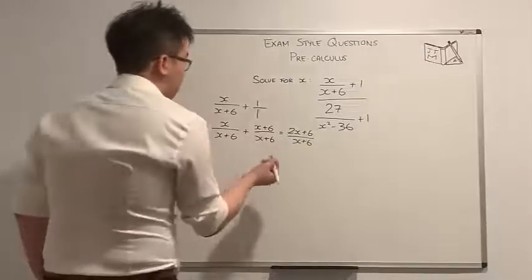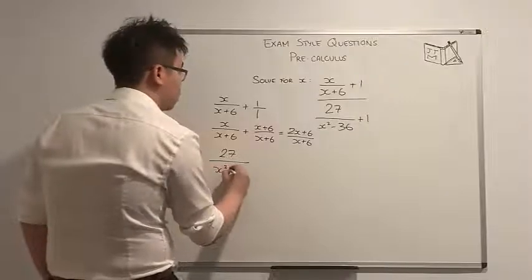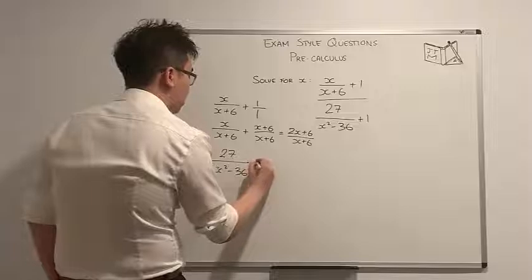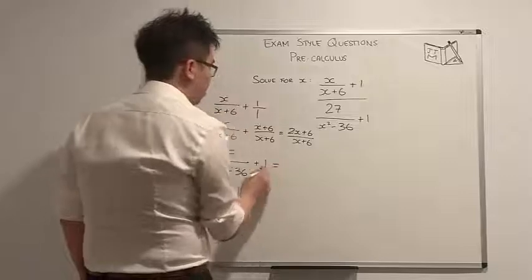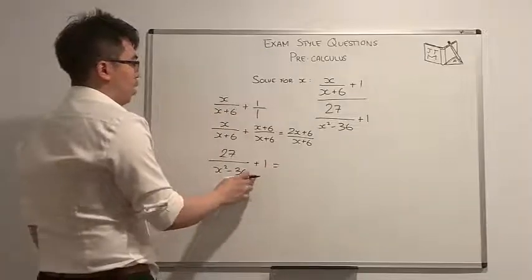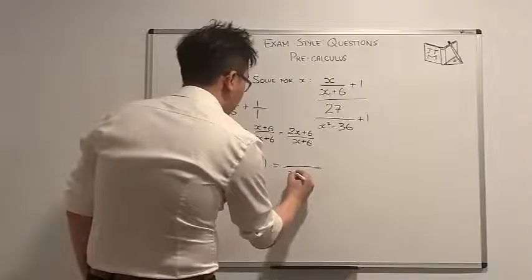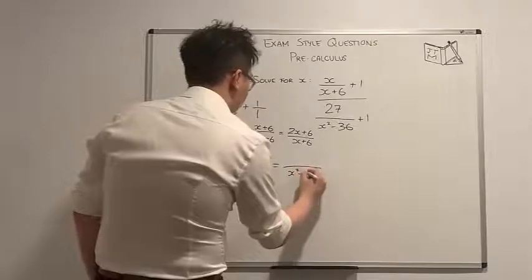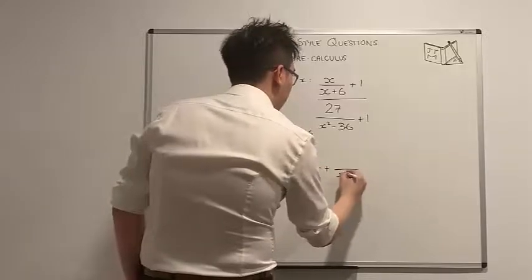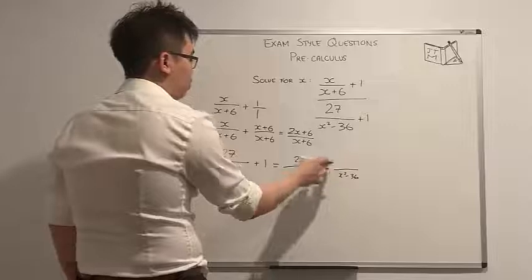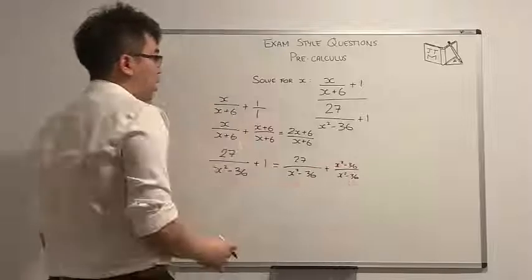Now we're going to work with the bottom side. So let's go ahead and write this out. We've got 27 over x squared minus 36 plus 1. Now once again, in order to add this plus 1 into the fraction, I'm going to convert this plus 1 into a fraction with the denominator of x squared minus 36. So I know the bottom side has to be x squared minus 36. Therefore, the top side should also be x squared minus 36. And now I can just go ahead and add them together.